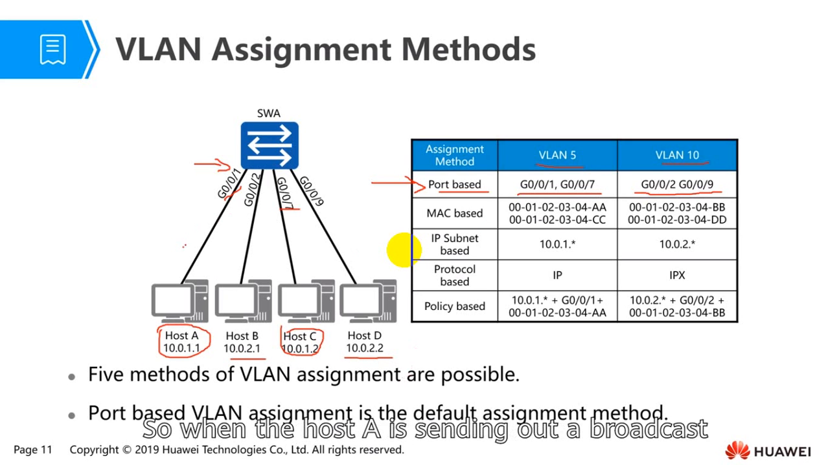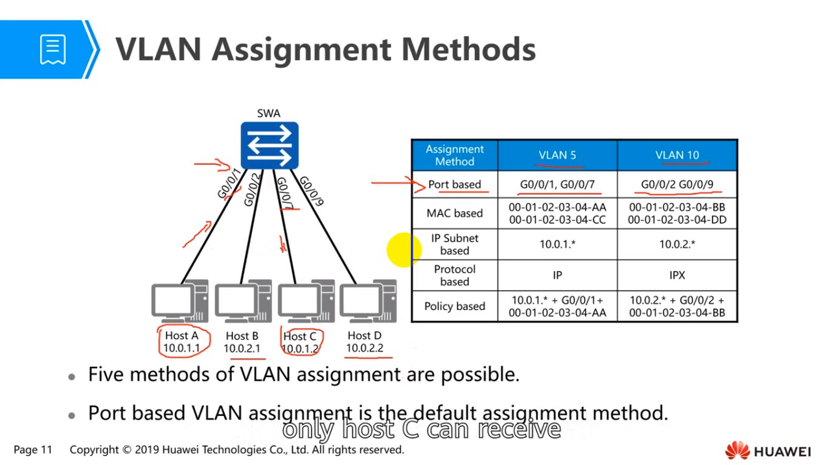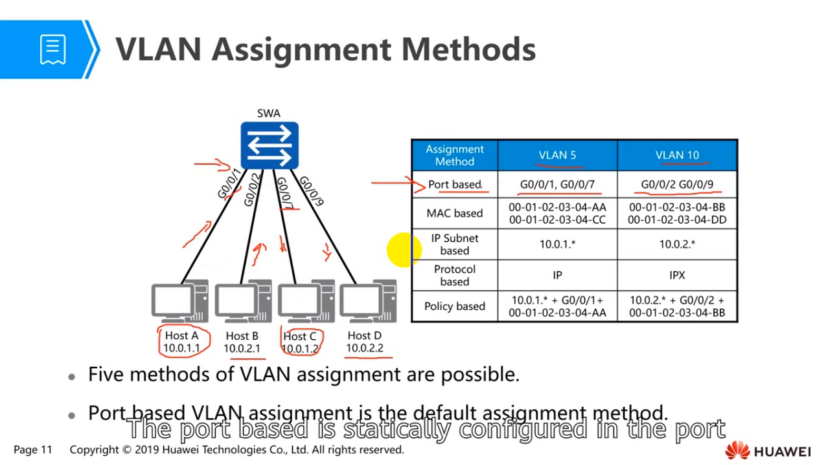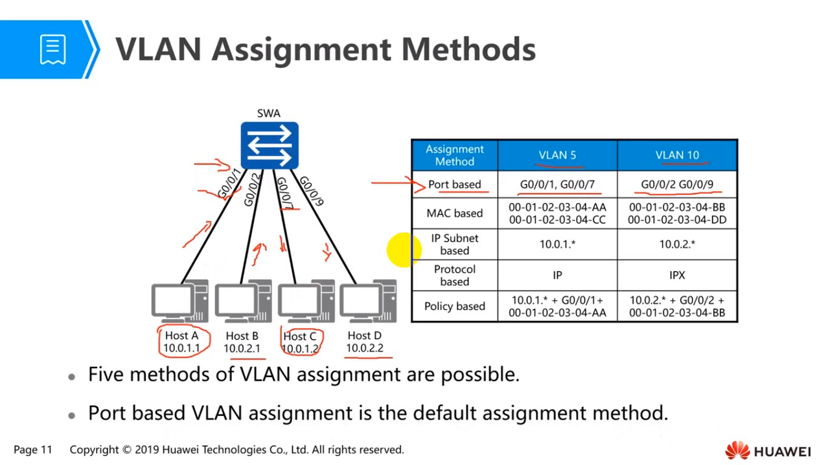So when host A sends out a broadcast, only host C can receive it. Host B and host D cannot receive. When host B sends out, host D can receive, and the other two cannot. This is port-based, and port-based is statically configured on the port. Any device connected to this port then belongs to a certain VLAN.